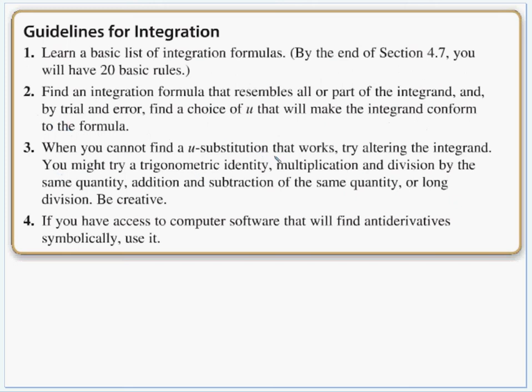When you cannot find a u sub that works, try altering the integrand. You might try applying a trig identity, multiplying and dividing by the same quantity, adding and subtracting the same quantity, or long division. Be creative. If you have access to computer software or a TI-89, use it. Just not on my test.